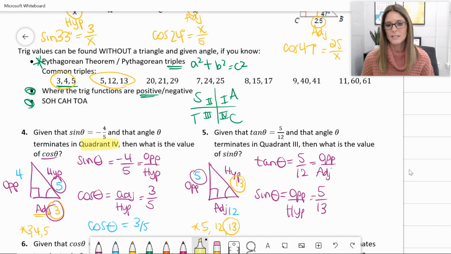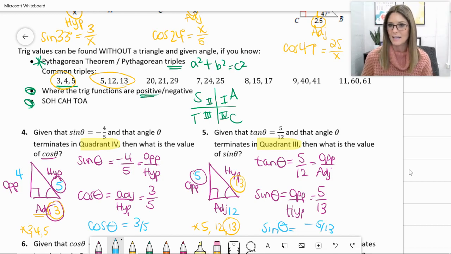Now, last thing you need to consider, what quadrant are we in? Third quadrant. In the third quadrant, all students take. T stands for tangent, is the only one that's positive. So that means if I'm looking for sine theta, it's going to be -5/13. Be sure you add in that negative because in the third quadrant, sine is negative.